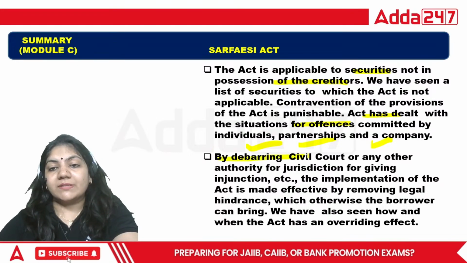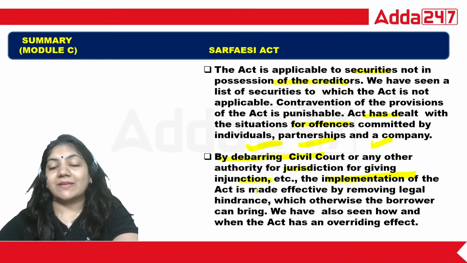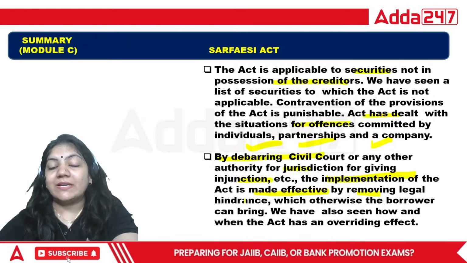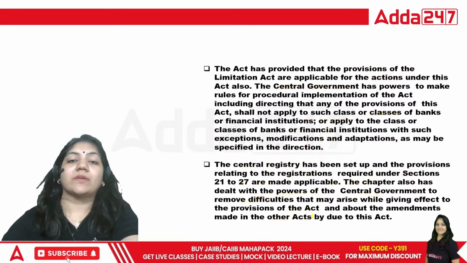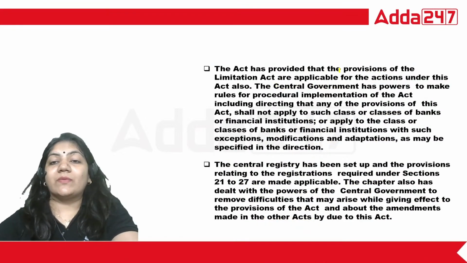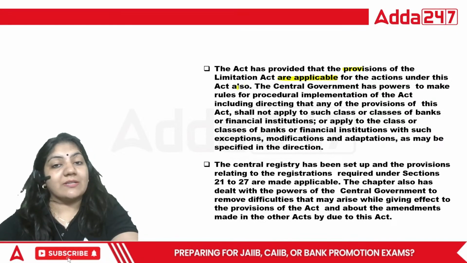By debarring the civil court or any other authority from jurisdiction for giving an injunction, the implementation of the Act is made effective by removing the legal hindrance which the borrower could otherwise bring. We have also seen how and when the Act has an overriding effect. The Act has provided that the provisions of the Limitation Act are applicable for action taken under this Act.